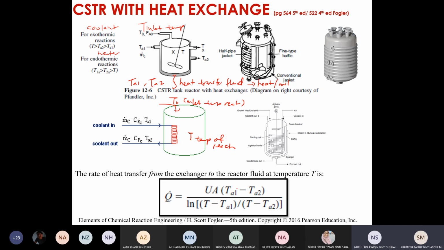Bila you salah term, nanti bila you masukkan ni, dia akan jadi salah lah. Okay, so the heat transfer fluid involve cooling fluid ataupun heating fluid. Okay, so cooling fluid kita guna untuk exothermic and heating fluid adalah untuk endo. Okay, alright. So daripada sini, when there is a heat transfer fluid involved, of course you can tahu what is the rate of heat transfer. Okay, the rate sebab ada titik sini lah, means rate, from the exchanger to the reactor fluid at temperature T.